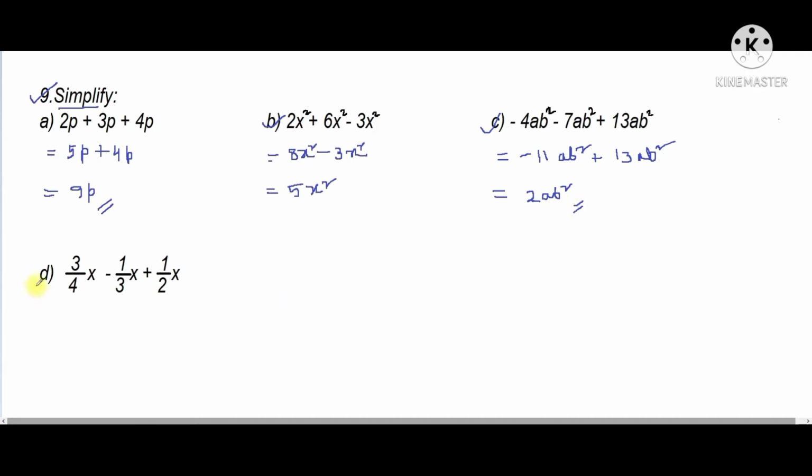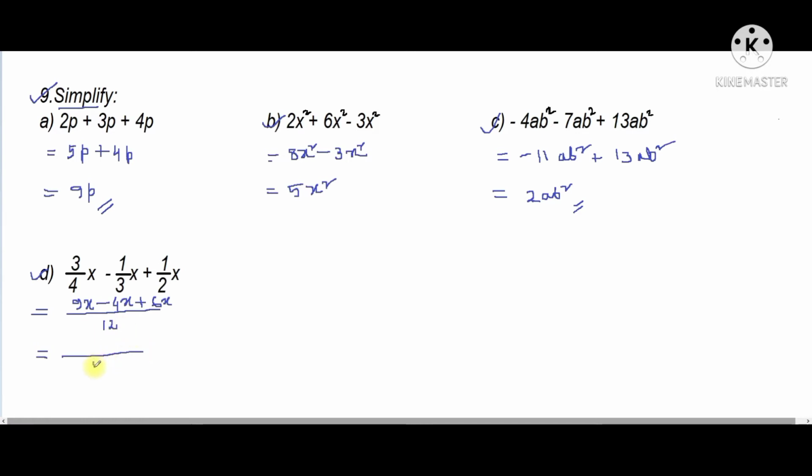2ab square, okay. And number d, here 3 by 4x minus 1 by 3x plus 1 by 2x. So here first we'll take the LCM of the denominators 4, 3 and 2, that is 12. So 4 how many times in 12? 3 times, and this 3 multiplies with the numerator 3, 3 times 3 is 9x, okay. And then 3 how many times in 12? 4 times, and 4 multiplied with 1 is 4x. And then 2 how many times in 12? 6 times, 6 multiplied with 1, 6x, okay.